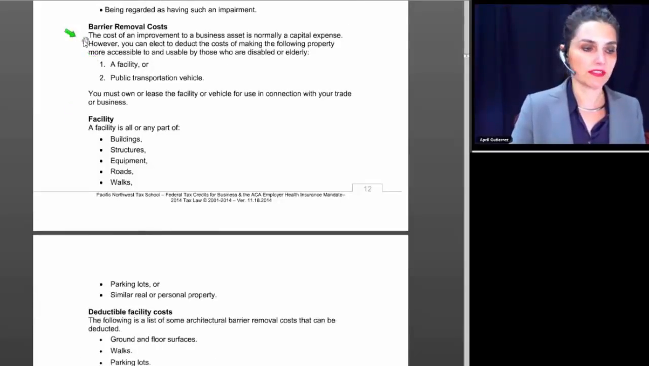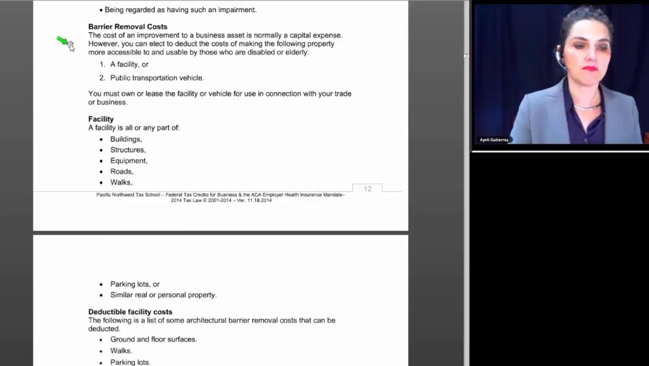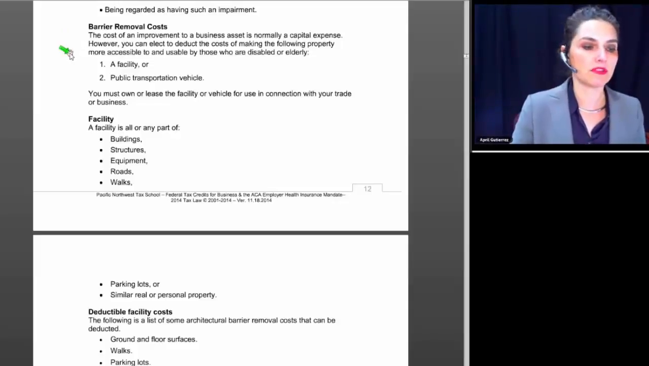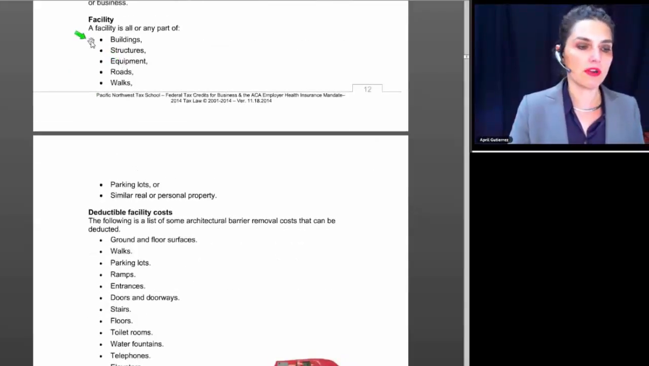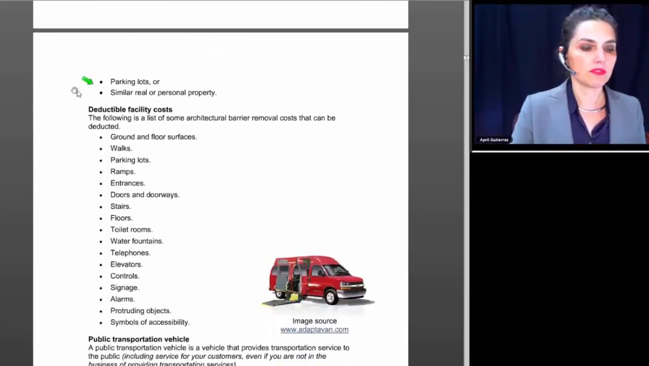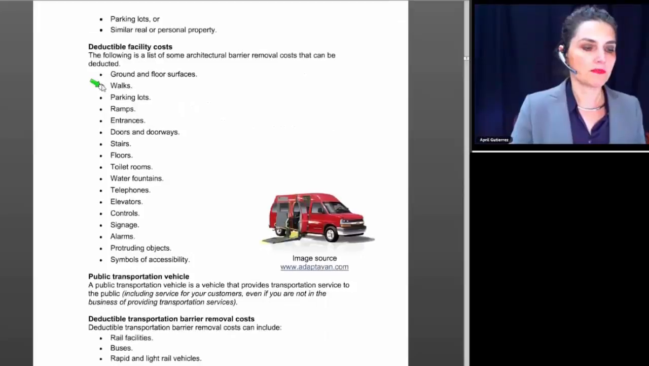Barrier removal costs. The cost of an improvement to a business asset is normally a capital expense. However, you can elect to deduct the cost of making the following property more accessible to and usable by those who are disabled or elderly, including a facility or a public transportation vehicle. You must own or lease the facility or vehicle for use in connection with your trade or business. So what is a facility? Well, a facility is all or any part of a building, structure, equipment, road, walkway, parking lot, or similar real or personal property.